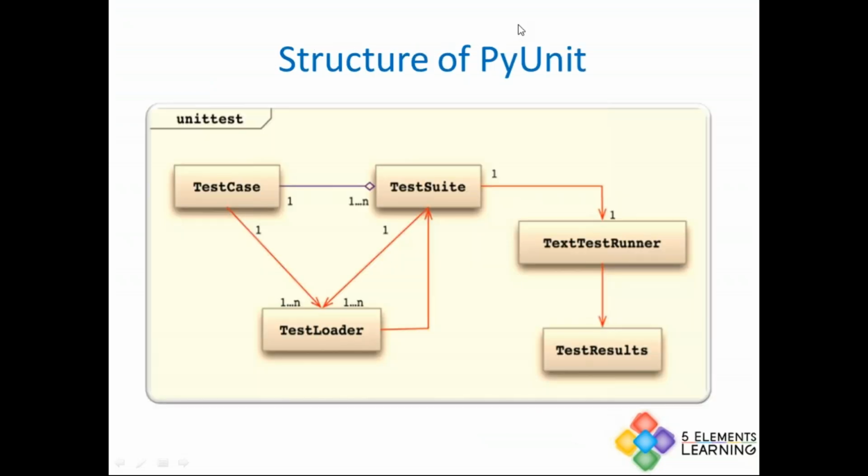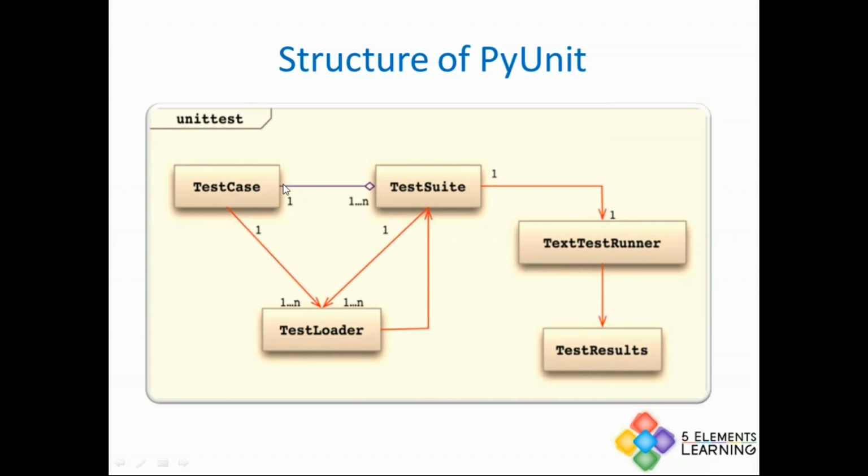So what is the structure of a PyUnit scenario? We have a test case. Test cases become a part of a test suite. A test suite becomes a part of a test runner, and the test runner produces the test result. A test case can also become a part of a test loader. A test suite can also become a part of something called a test loader, which again goes to create a test suite, then goes for execution in the test runner class and produces the result.